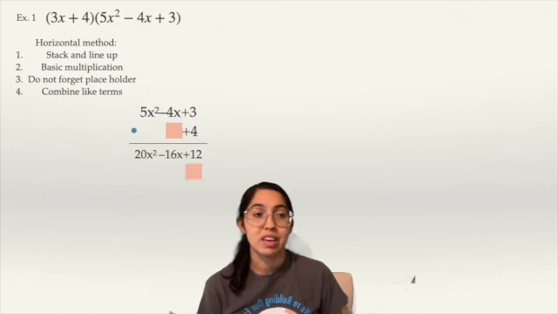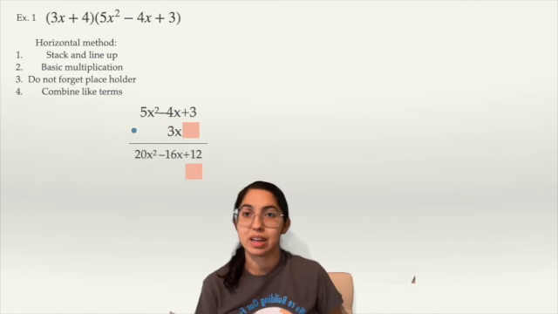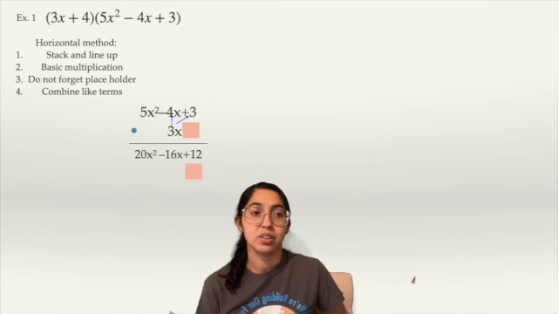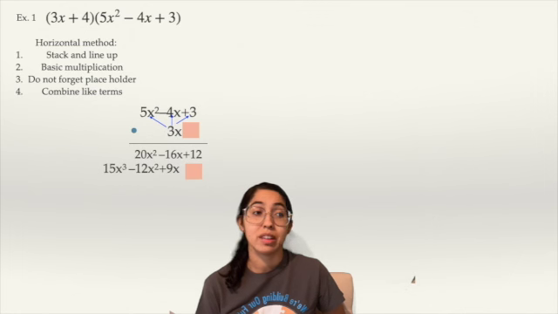We're going to move this to cover up the plus 4, because now we're doing 3x, same method. We're going to do 3x times 3, 3x times negative 4x, 3x times 5x squared. So 3x times 3 would be 9x. 3x times negative 4x would be negative 12x squared. 3x times 5x squared would be 15x cubed. So that looks like that.